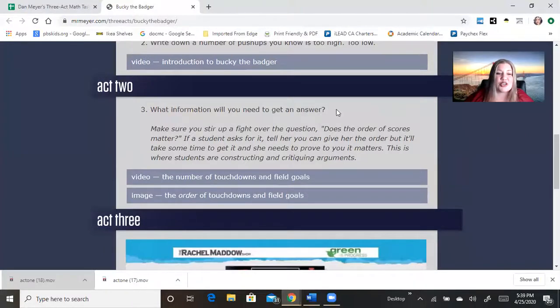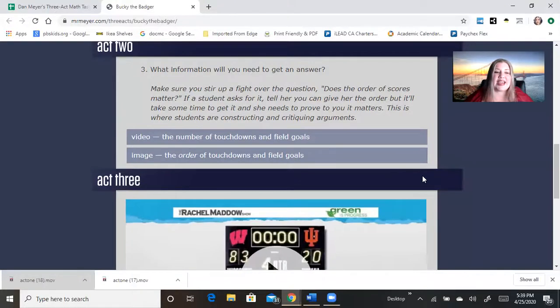All right, Act 2, what information will you need to get an answer? Make sure that you talk about if the order of the scores matters. Tell them, you know, if you're talking with your kids, you can give them the order, but it'll take some time and they need to prove to you that it matters. So this is how we get into constructing and critiquing arguments, right?